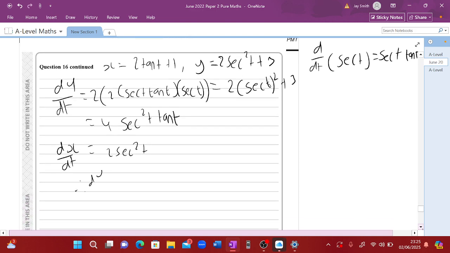I then get dy by dx, sorry, the overall derivative, which determines our gradient. That will be dy by dt, so that's 4 sec squared t tan t over dx by dt, so that would be 2 sec squared t. Now the sec squareds cancel, and the 4 and the 2 cancel to be left with 2 tan t. So that's our gradient in terms of t.